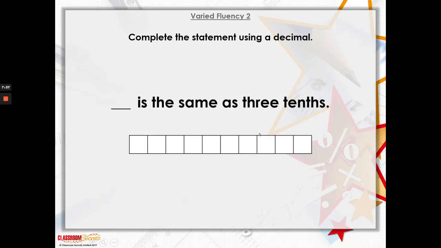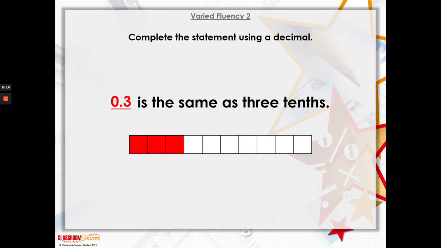Okay, moving on. So complete the statement using a decimal. Something is the same as 3 tenths. So remember, complete the statement using a decimal. Don't do it as a fraction. Doing it as a fraction can help you, but remember, you have to do it as a decimal for this. So pause the video and see if you can work it out. Off you go. Okay, welcome back. Let's reveal the answer.